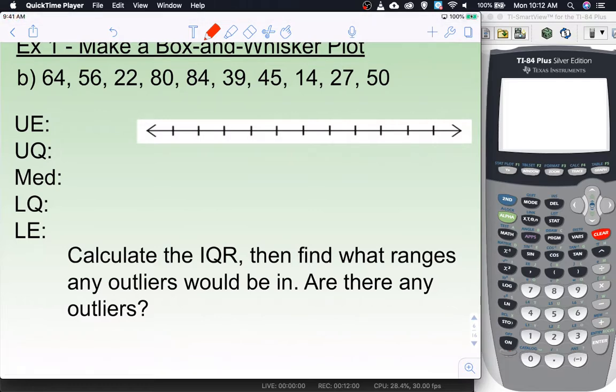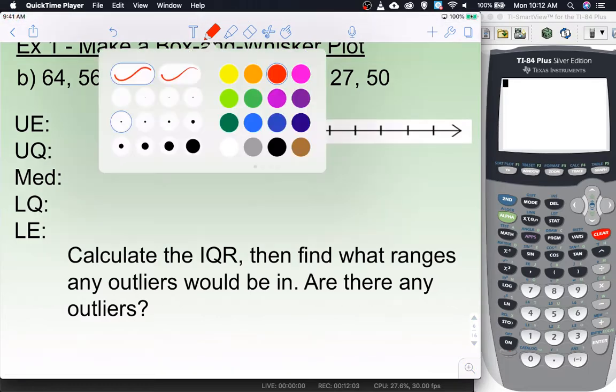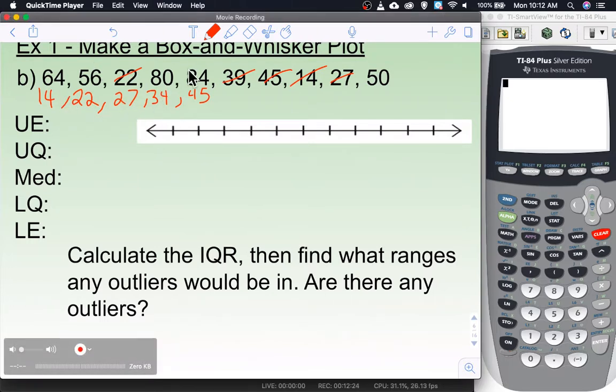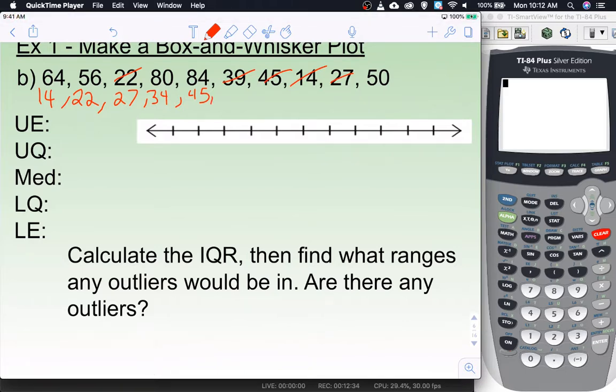So let's start with, I'm going to put my numbers in order from least to greatest. So we've got 14, 22, 27, 39, 45. I like to put my numbers right below the other numbers. That way I'll know if I missed one, because if I run out of numbers like here, I skipped one. If I have extra, it means I have extra. 50, 56.